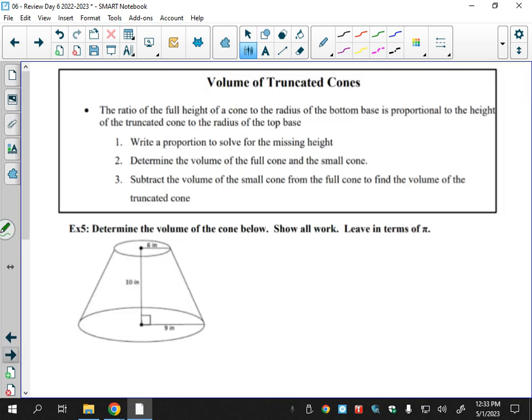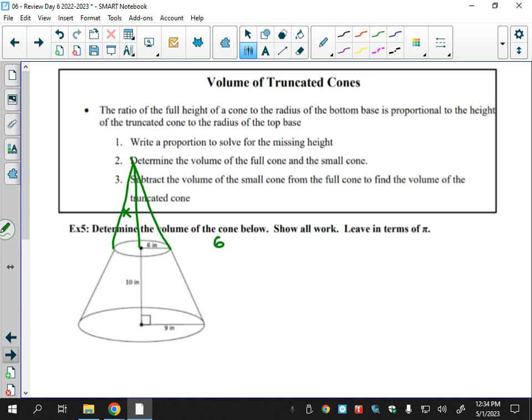On the next page, we're going back to 3D geometry. We're going to look at the volume of the truncated cone. We had done this earlier in the year. I've only seen one example of this on the state test, but you never know, it could happen. So we want to remember that our truncated cone all has to do with the ratio of the radius to the height, where the height of our top missing cone, x, we don't know.